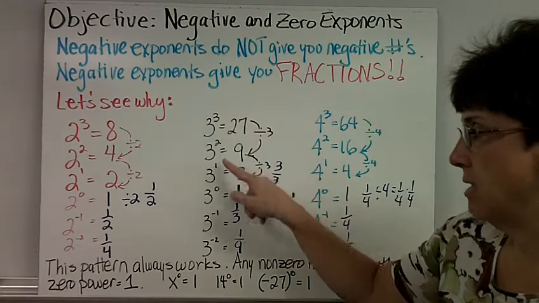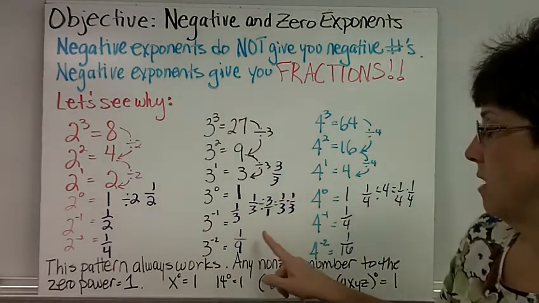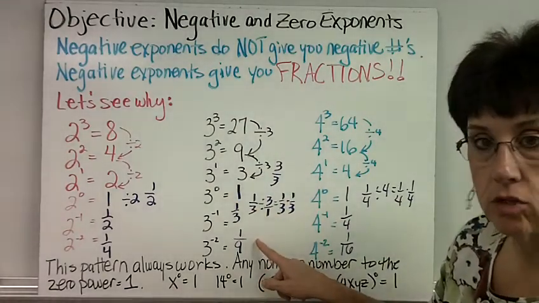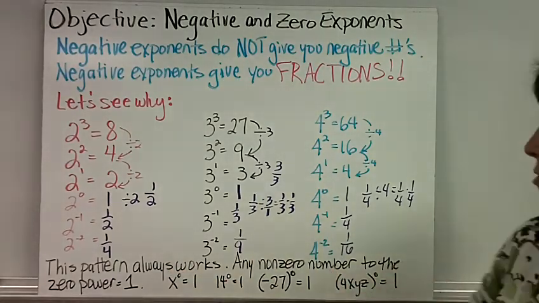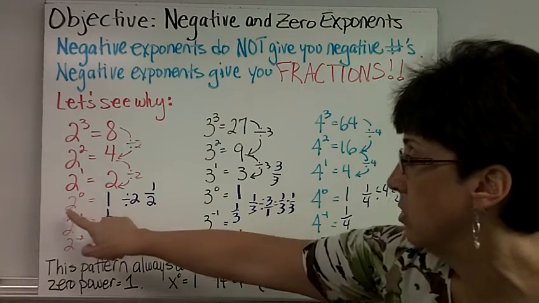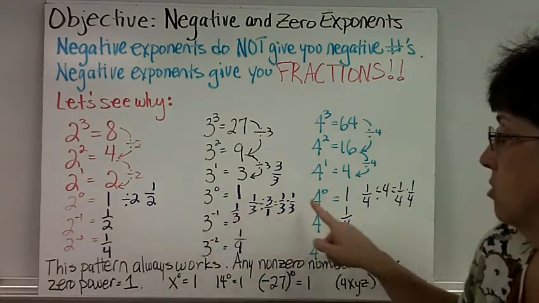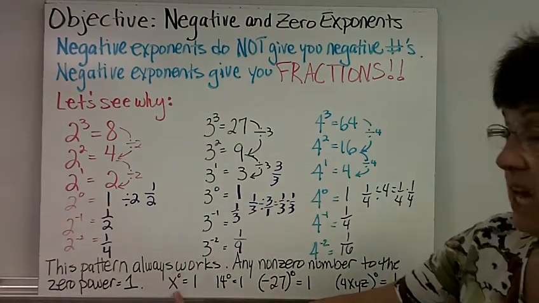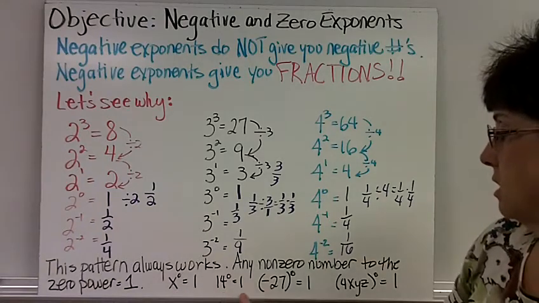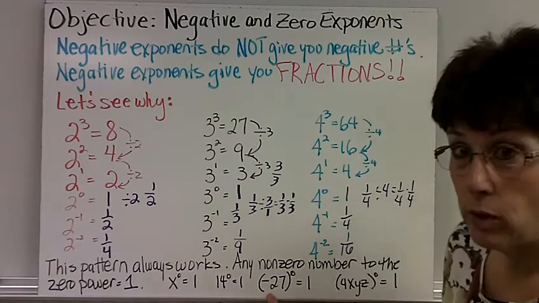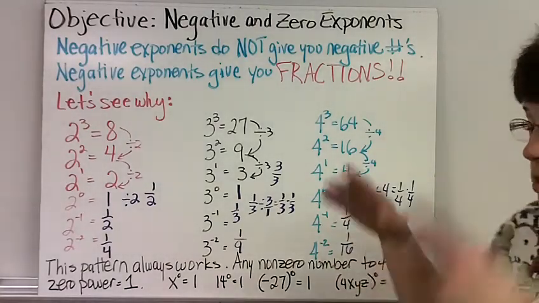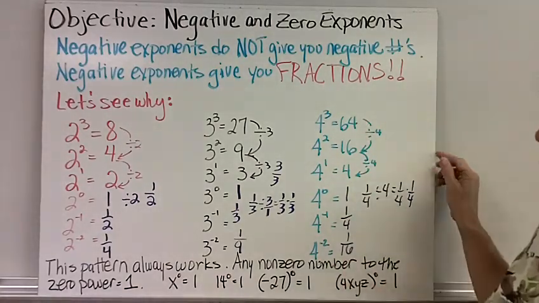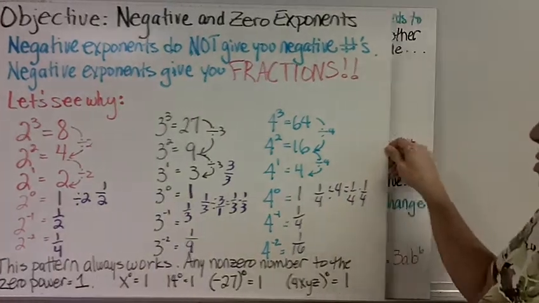So as the exponent goes down, the worked out value goes down, but it doesn't turn negative. So this pattern always works. Any non-zero to the 0 power is 1. Notice that 2 to the 0 is 1, 3 to the 0 is 1, 4 to the 0 is 1. X to the 0 would be 1, 14 to the 0 is 1. Negative 27 to the 0 is 1. 4xy squared quantity to the 0 is 1. Alright, so let's talk some more about it.